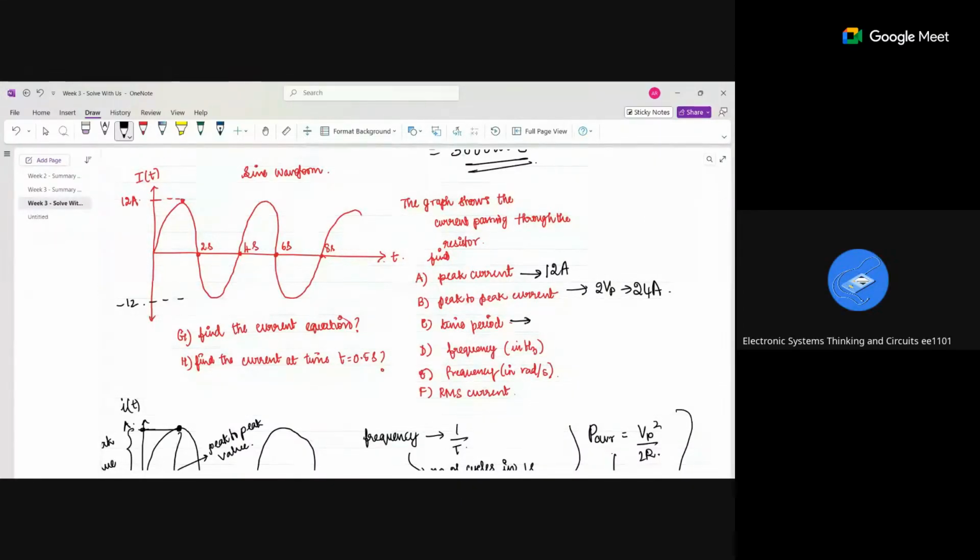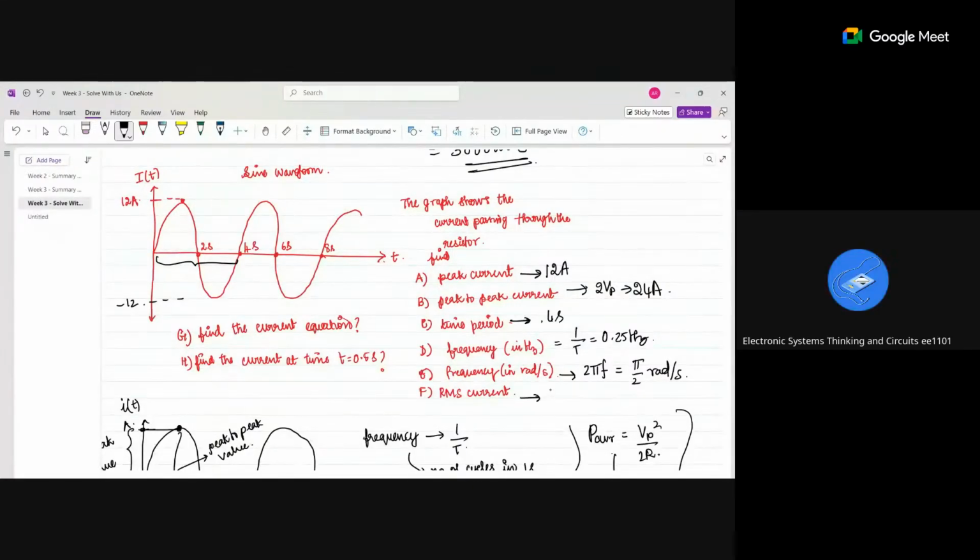Time period? It is the time taken to complete one full cycle. 4 seconds. Frequency? 0.25 hertz. Omega? 1.57, which is pi by 2 radian per second.